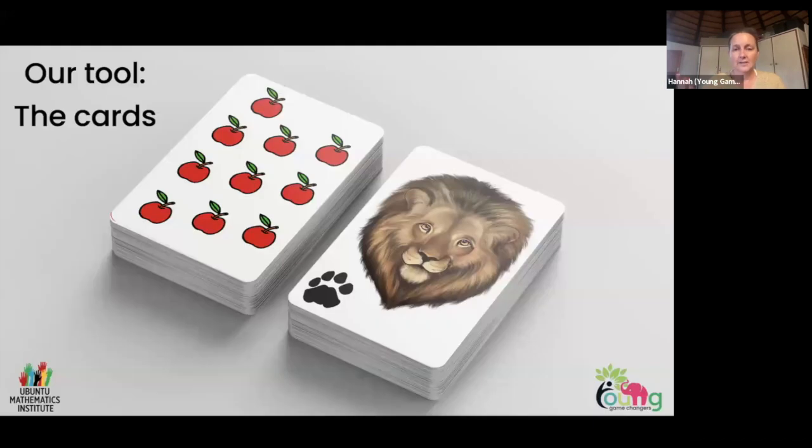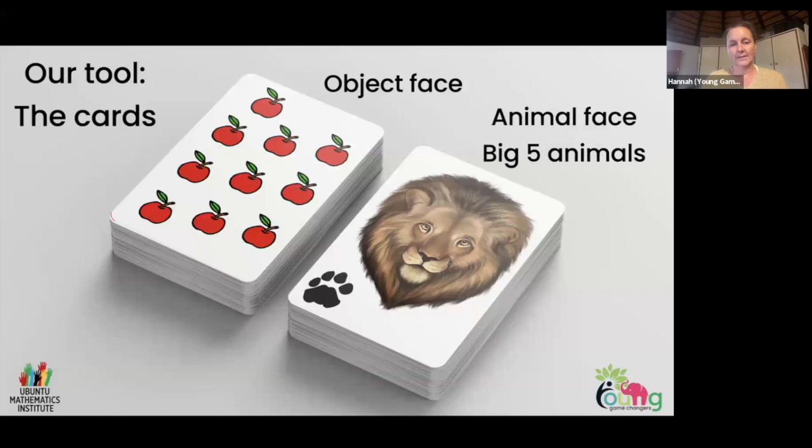The cards look like this. There's an animal on the one side, and there are 5 different animals. This particular series is the Big 5 series. And on the other side, we have different objects. We have the object face, which has got a quantity of objects on it, and we have the animal face. So that's a 10 apple card, for example, and a lion card.